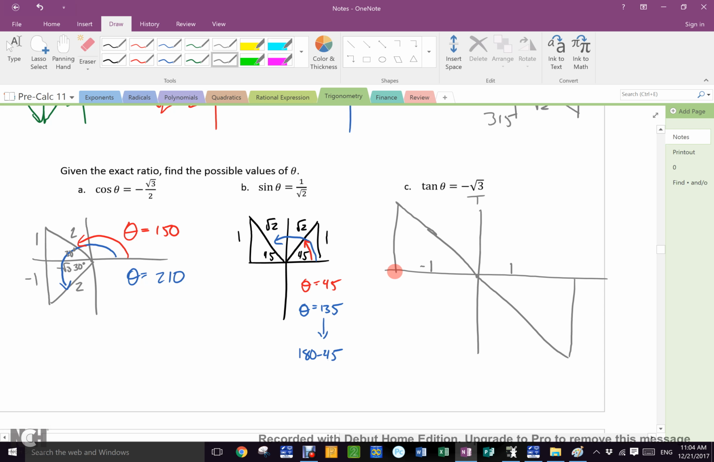Does it matter how I draw it? Or is the sketch just to help me? It's just to help me. What's always across from 1? 30. So what must this be? 60. So since I know those two, do I now know red theta?